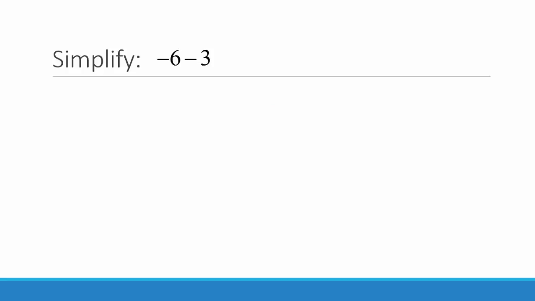-6 minus 3. We will change this subtraction to an addition problem. Change the subtraction to adding the opposite. The opposite of 3 is -3. We are adding -6 plus -3. The signs are the same, so we will add the numbers and keep the sign. 6 plus 3 is 9, and the signs are both negative. So we borrowed $6 and we borrow another $3, therefore we owe $9.